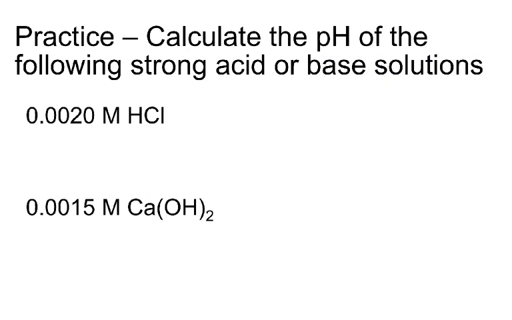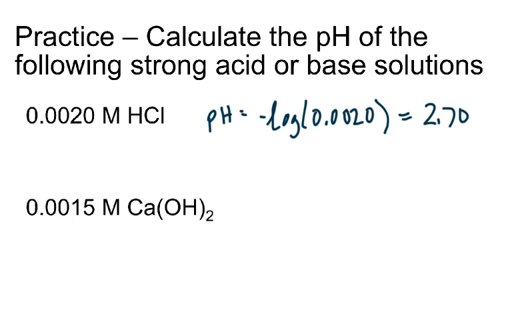So let's practice. Calculate the pH of the following strong acid or base solutions. So you can pause the video and practice this. So a 0.002 molar HCl, our pH is going to be the negative log of 0.0020, which is 2.70.